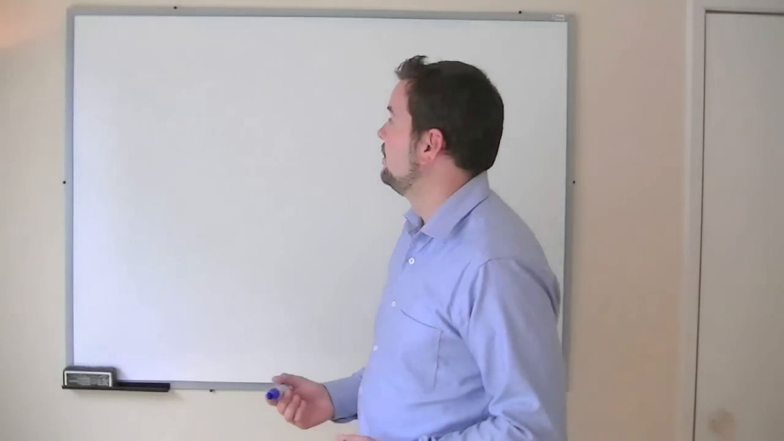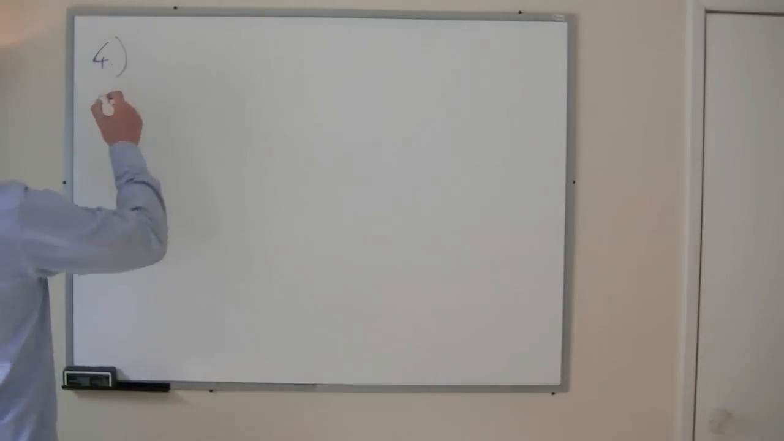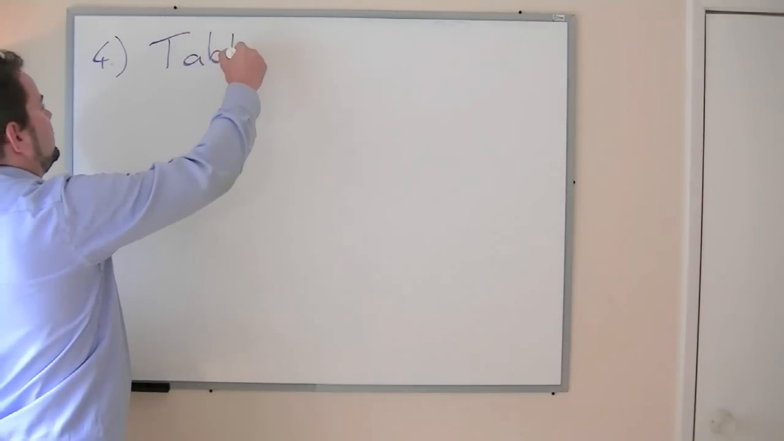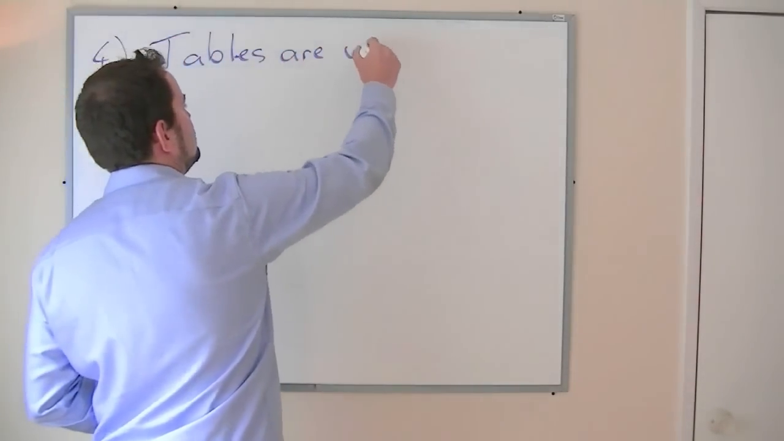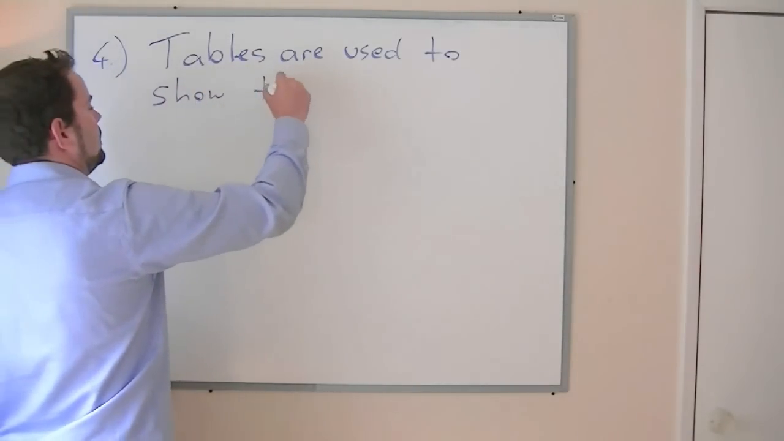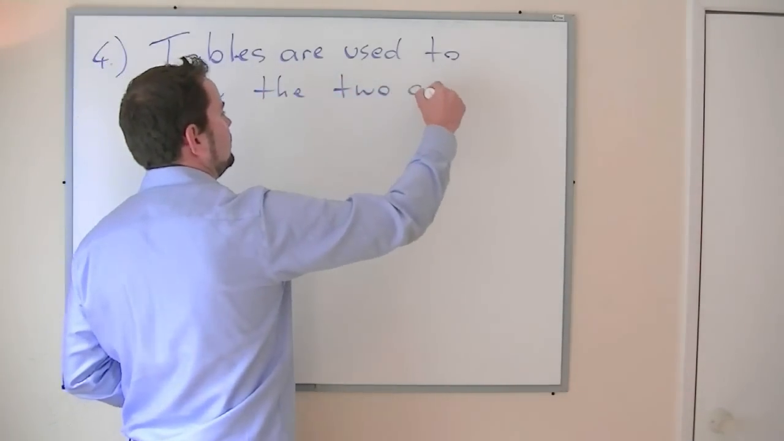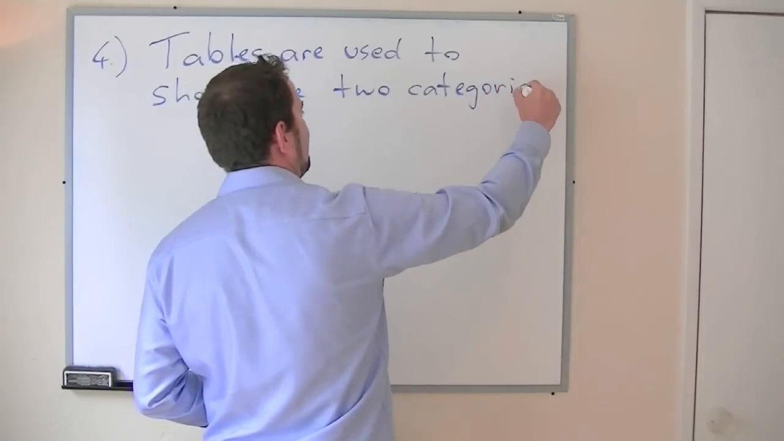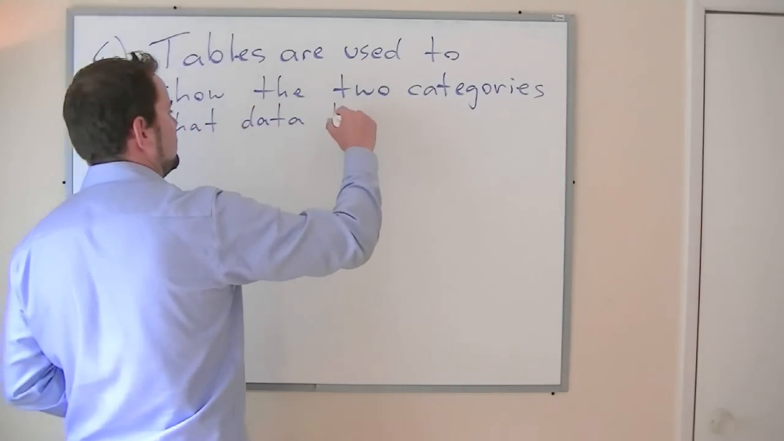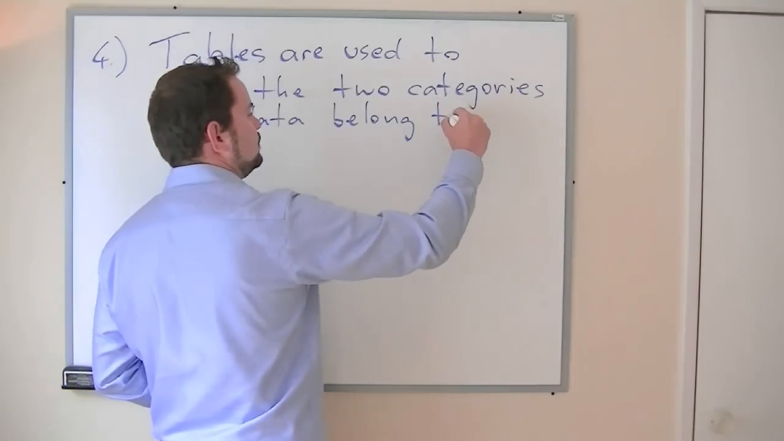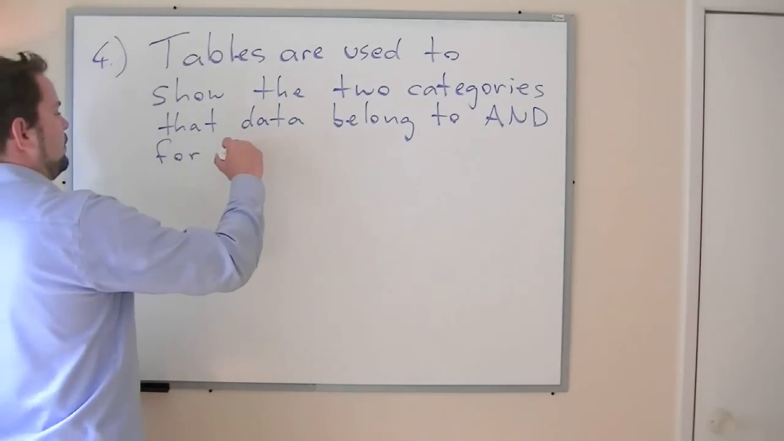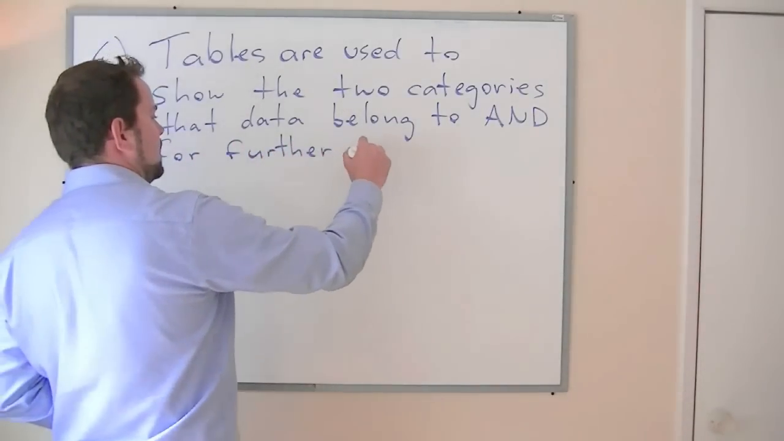Alright, so now let's talk about number 4, the uses and applications of tables. Tables are used to show the two categories that data belong to, and for further calculations.